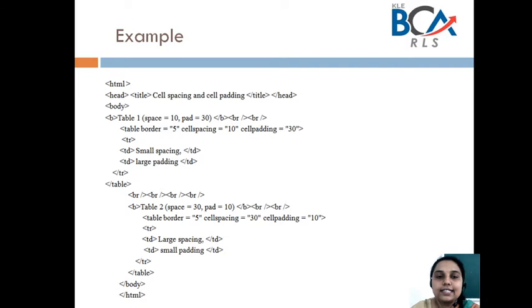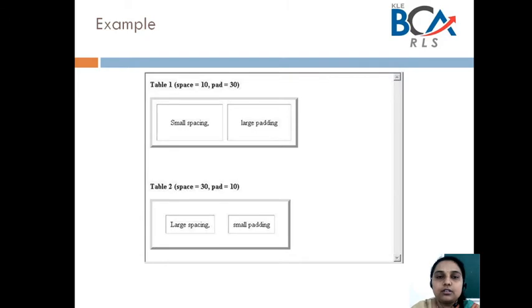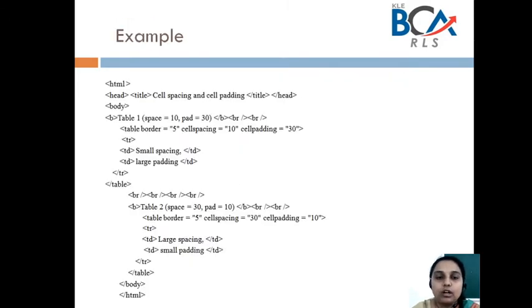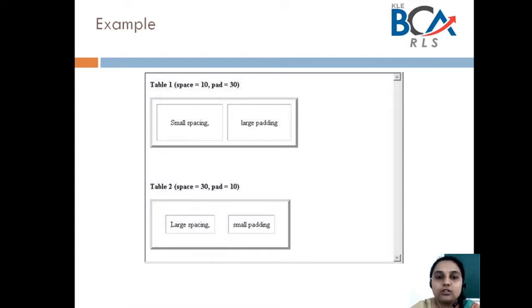This is an example of how we are going to use the cell spacing and cell padding attributes. If you directly look at the example, you will find it very complicated. Let's go and check the output for this example so that you have a clear idea about how you are going to write the program for the output. So this is the output.